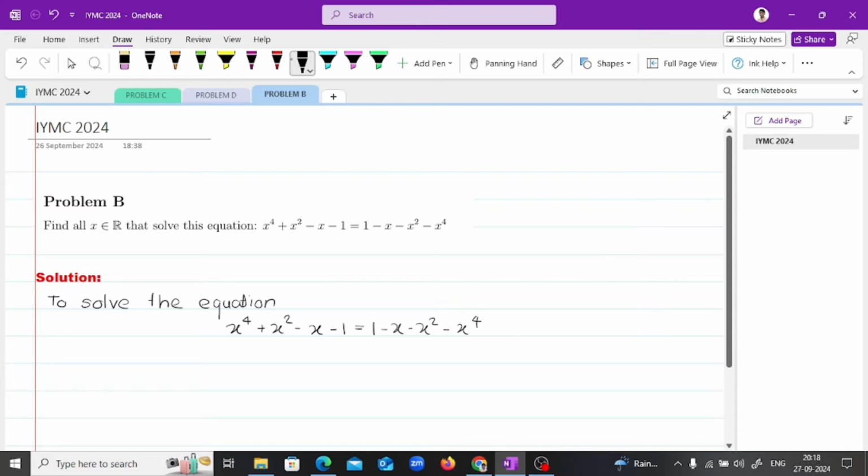Okay, so we start by simplifying it by combining all the terms on one side. So firstly, we will bring all the terms to one side.